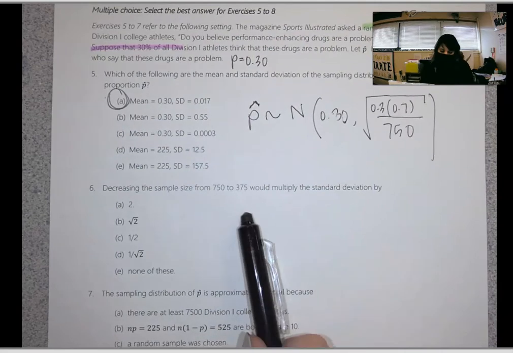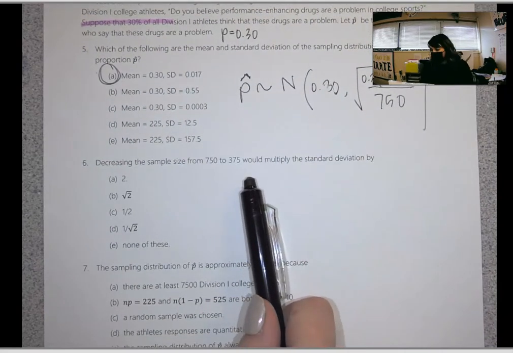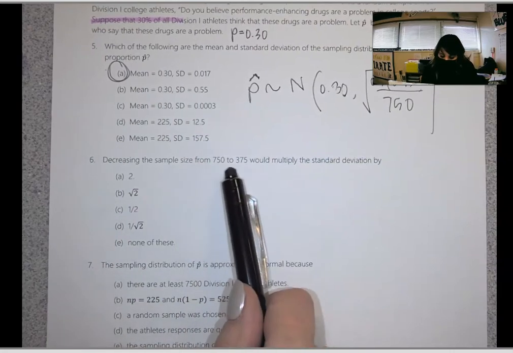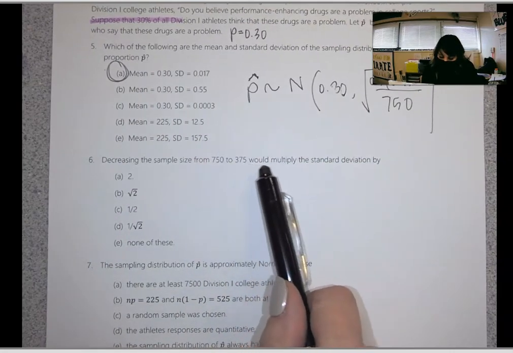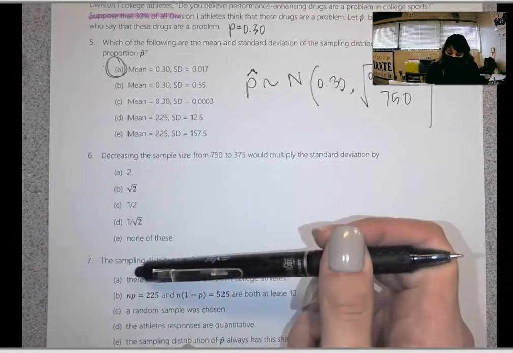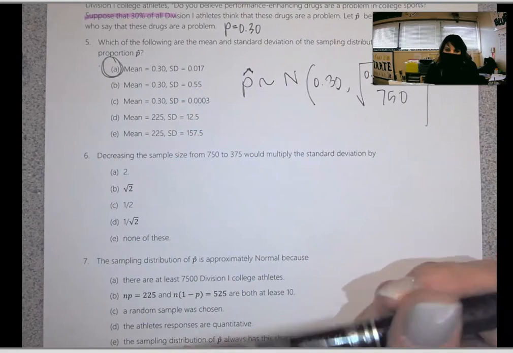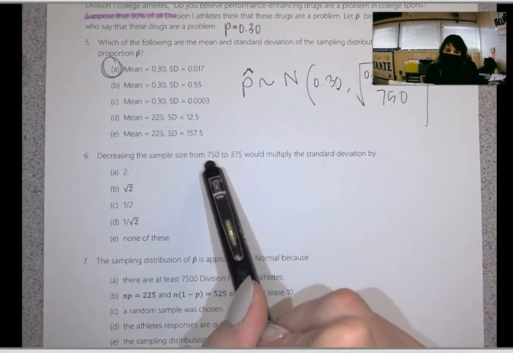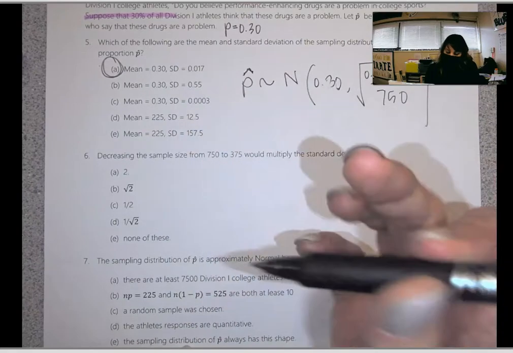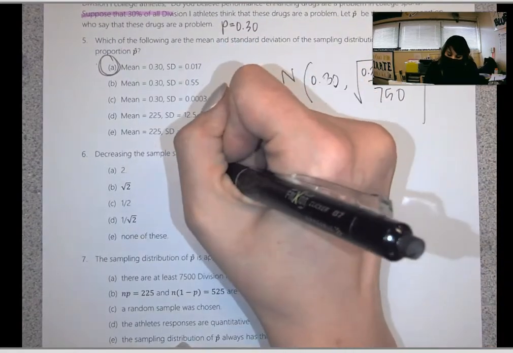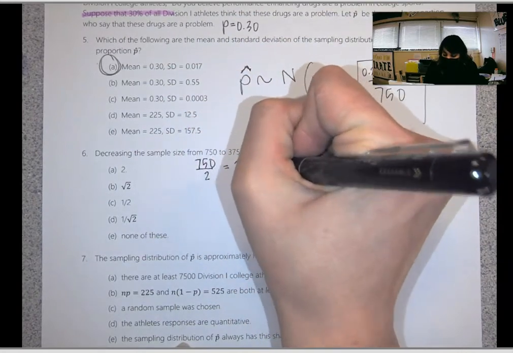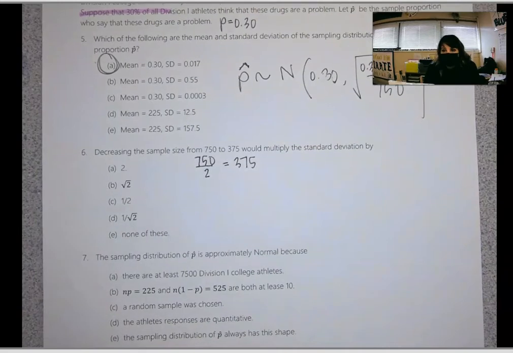Okay, this is the one that takes the longest amount of time. They're saying decreasing the sample size from 750 to 375 would multiply the standard deviation by, and then you choose from the following. So the first thing to decide is, how much did we decrease by? We cut our sample size in half. So 750 divided by 2 is 375.